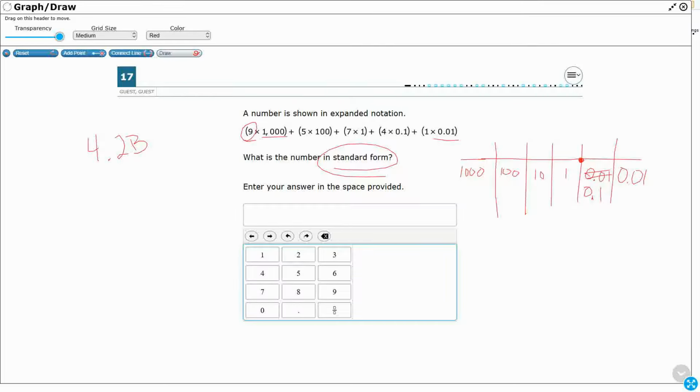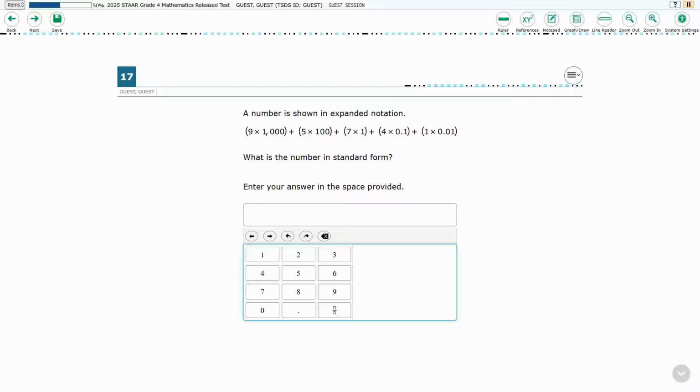Now, if that's our place value chart, we're literally just matching. 9 goes in the thousands place. 5 goes in the hundreds place. 7 goes in the ones place. There is no tens. I've got a 4 in the tenths, and a 1 in the hundredths. Now, if we don't put anything there, it's going to look like 957. That's not what it is. It's 9,507. So that's going to be our answer, and we just need to type it in like that.